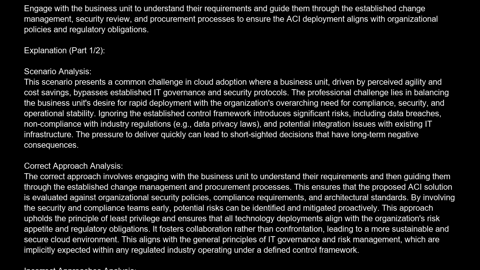This approach upholds the principle of least privilege and ensures that all technology deployments align with the organization's risk appetite and regulatory obligations. It fosters collaboration rather than confrontation, leading to a more sustainable and secure cloud environment. This aligns with the general principles of IT governance and risk management, which are implicitly expected within any regulated industry operating under a defined control framework.